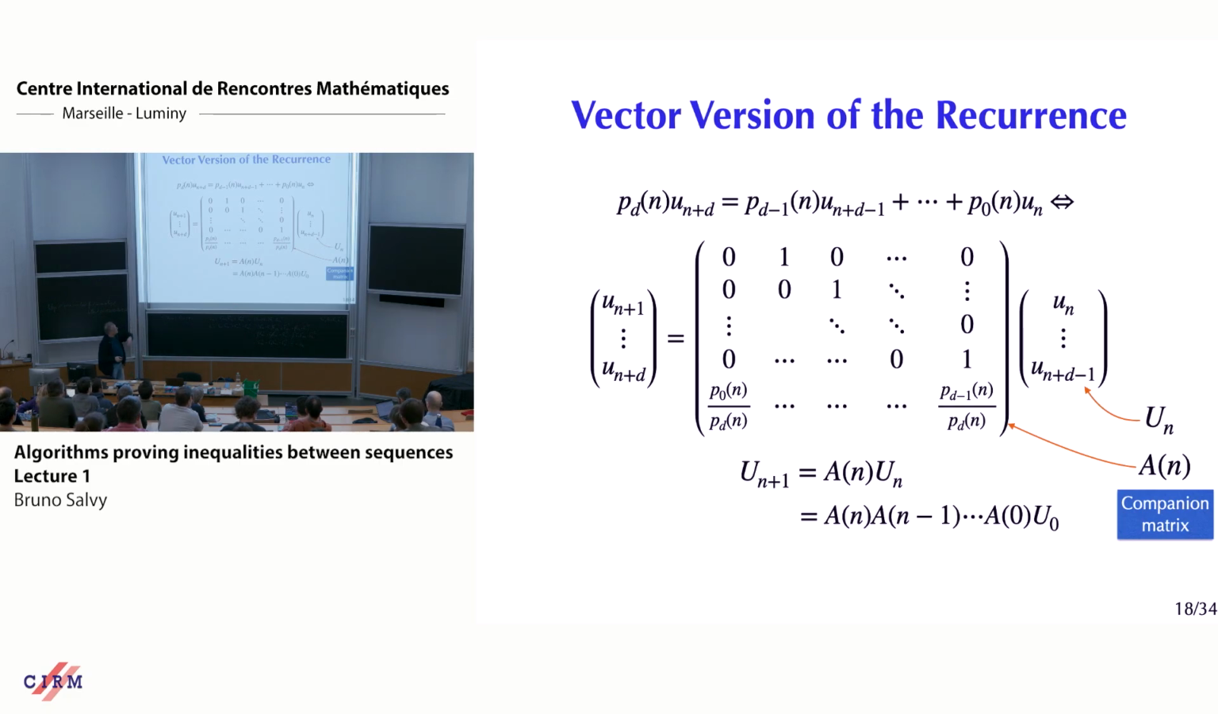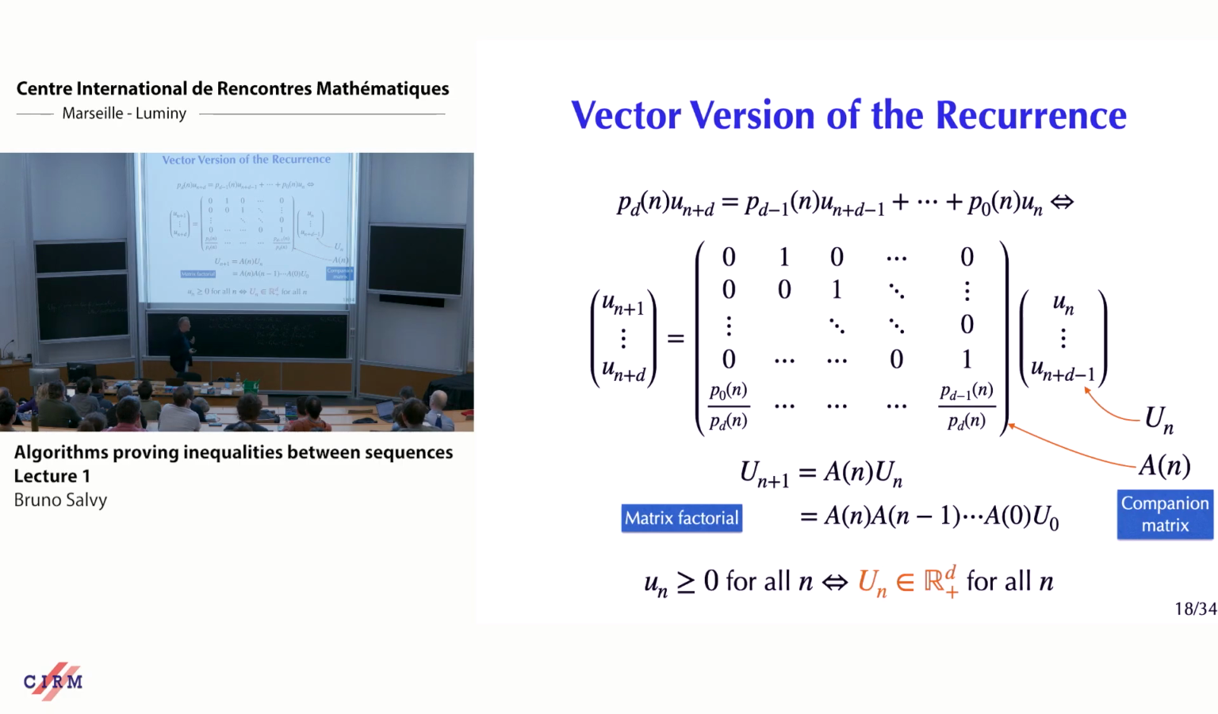And then if you unroll this recurrence, you get that u_{n+1} is related to the vector of initial conditions u_0 up to u_{D-1} by this matrix product. So this is what we'll be focusing on. And so the positivity now is that the vector u_n should stay in the cone R_+^D. Right? All the coordinates are positive.